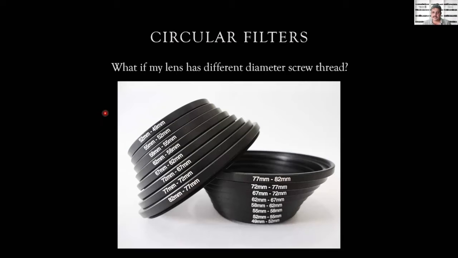This ring is a step down ring. It takes a 52 mm thread and makes it into 49 mm. Whereas this is a step up ring: 49 will become 52 and 77 will become 82. This is the common set of step up rings, and you buy the biggest filter you can afford. Let's say you have one lens which is 52 mm, another which is 67 mm, and a third which is 82 mm. I'll give you an example.